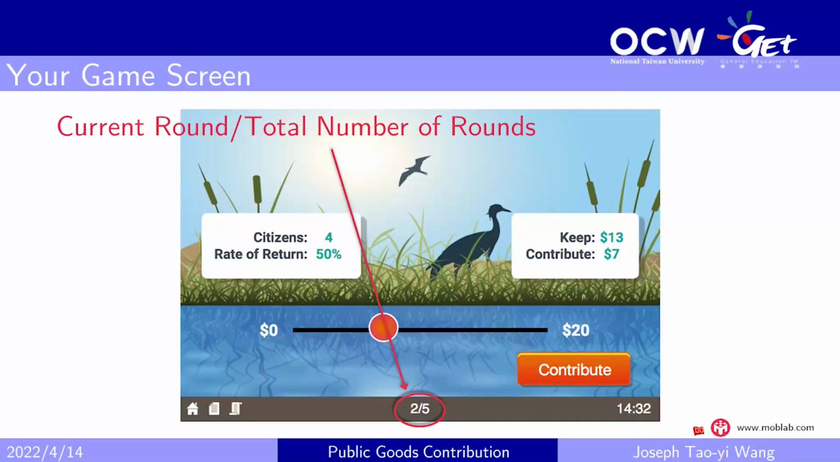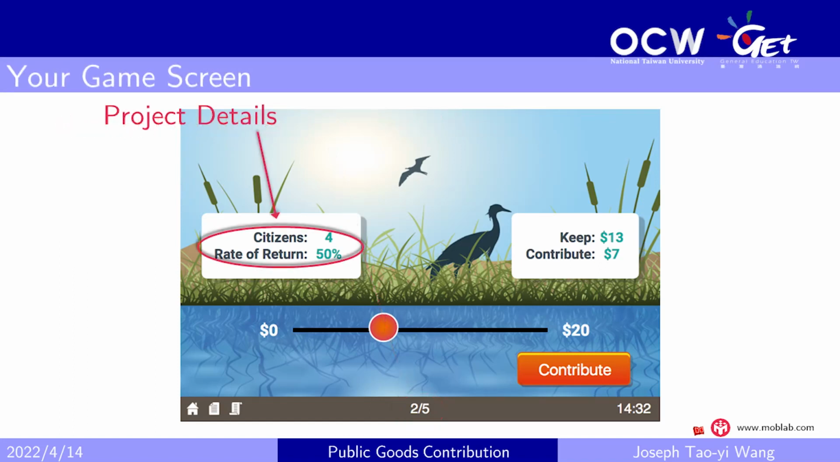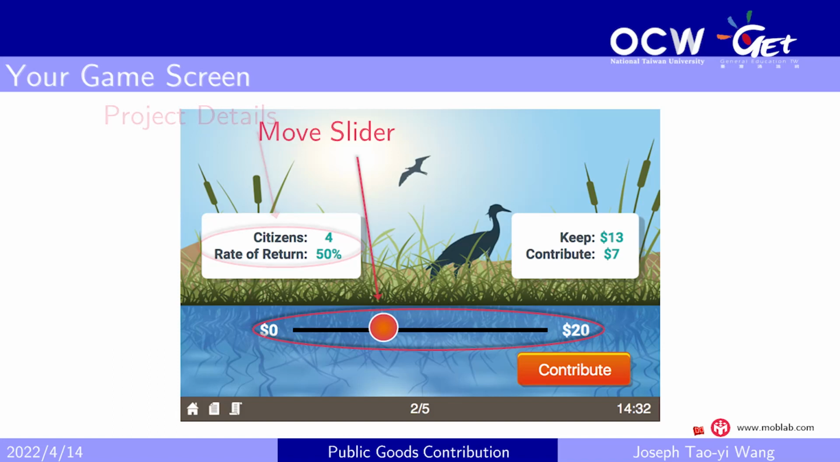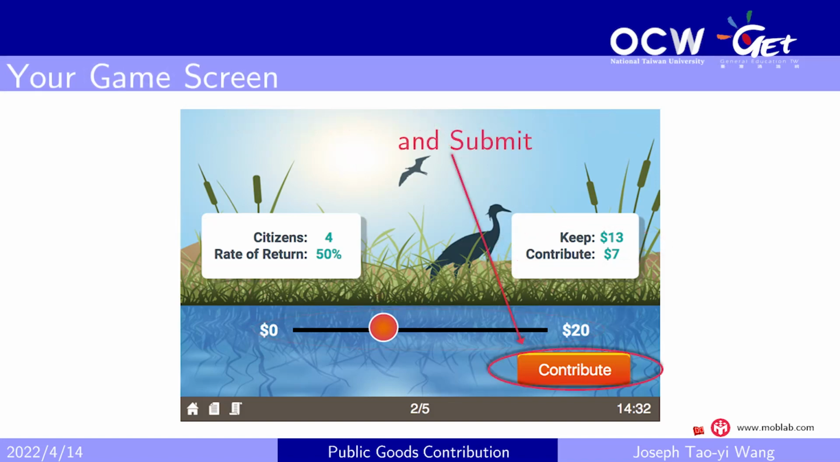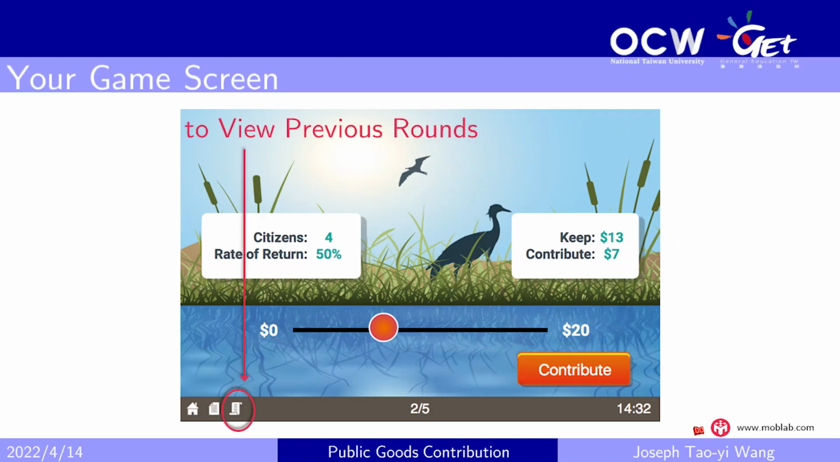Here, this will be your screen. It shows the current round out of total rounds, so round 2 out of 5. You have 4 people in your group. The rate of return is 50%. You move the slider to decide how much you want to contribute. Here it's showing you that you keep $13 and contribute $7. You hit contribute to submit your choice. And if you look at the history, there's a button for previous rounds.